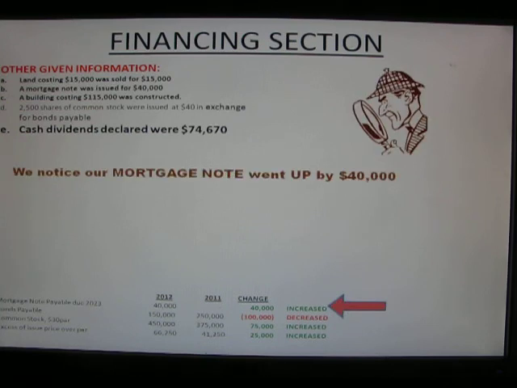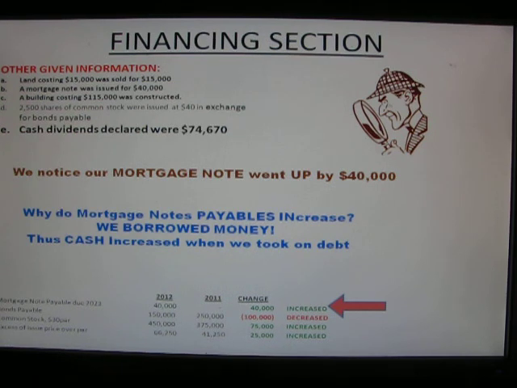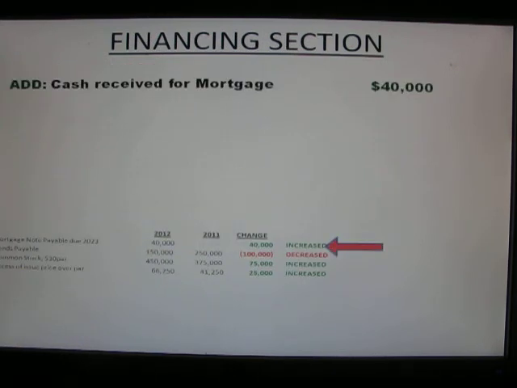Mortgage note payable due 2023 went from 0 in 2011 to 40,000. It increased. Why did our mortgage go up? Mortgages go up because we borrow more money. If we borrow money, what is our cash doing? Increasing. So for our financing section, we're going to write down that we received cash from our mortgage of $40,000.